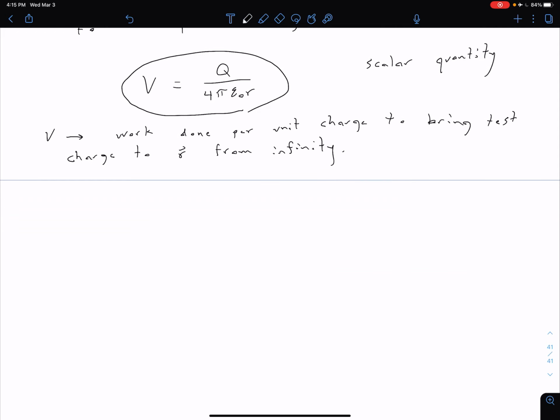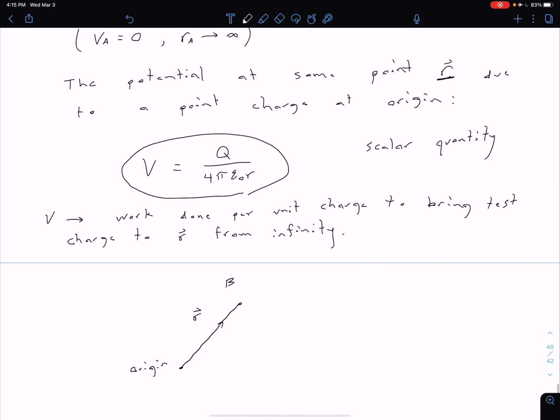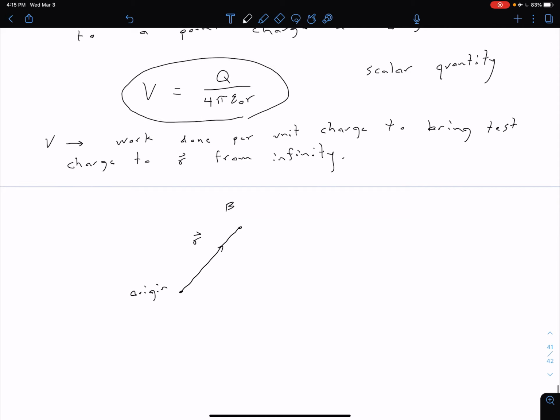So we're saying if we have the origin here, and here's our point of interest, so maybe this was point B, and this is our origin. And so we have some position vector, which is R, just to be consistent with our notation right here. So if we have that, then our potential VB is equal to the work to take a test charge, all the way over here at infinity. Obviously I can't draw this at infinity, but let's say that's infinity, to bring it from infinity to this point at B.